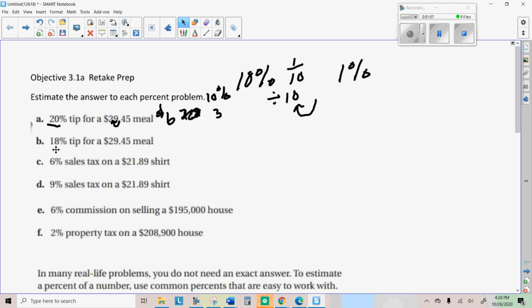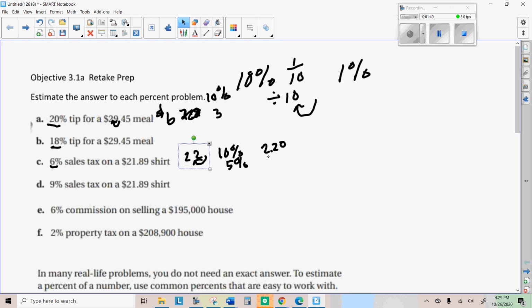All right. So in this next one, really you could do the same thing. 18% is so close to 20% that you could just think of it as 20%. So do it like that. Now, another thing you can do with the 10% strategy is 6% is actually really close to 5%, isn't it? So first find 10% of this. Let's just round this to 22. So 10% of 22, just move the decimal over one place, is $2.20. So 5% would just be half of that, right?